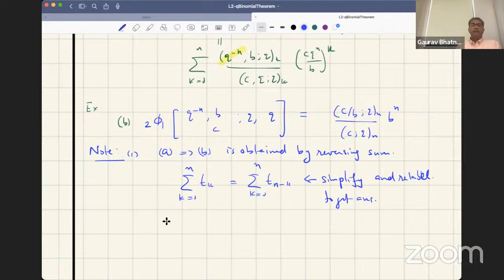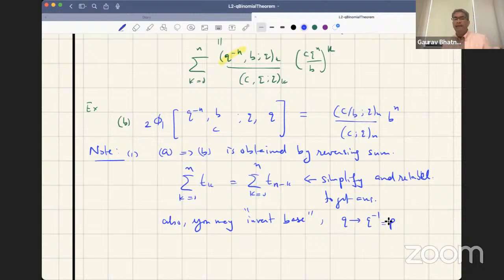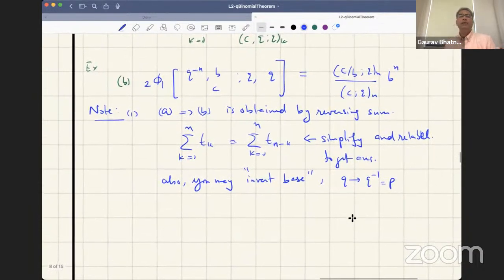Another possibility is also you may invert base. Now, when it's a finite sum, then Q less than 1 is not necessary. So you can replace Q by Q inverse. So take P and then write the sum again, and then you'll get the same thing. So I'll add an exercise about inverting the base, and this will follow.